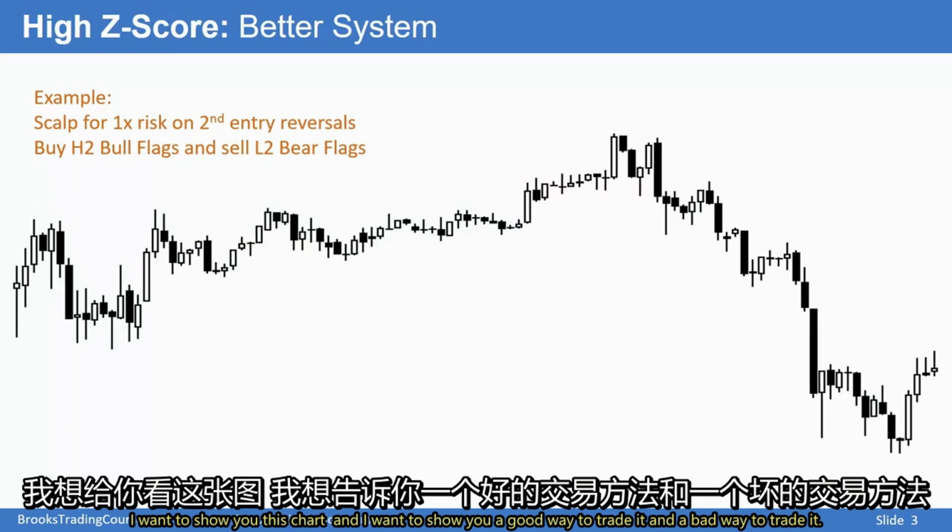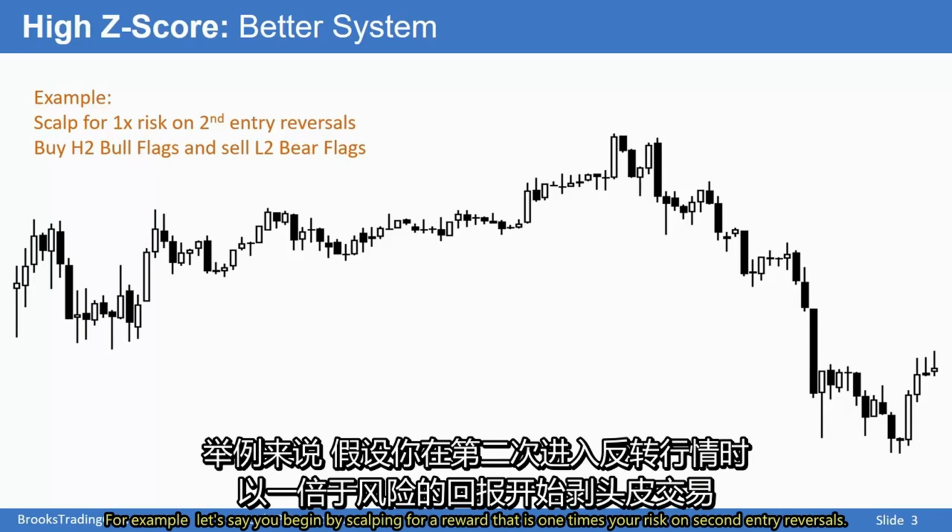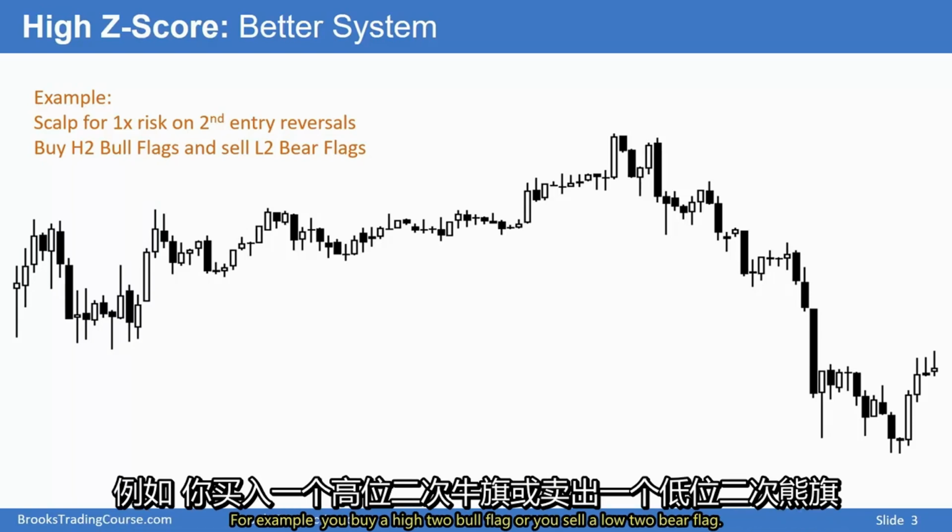I want to show you this chart, and I want to show you a good way to trade it and a bad way to trade it. For example, let's say you begin by scalping for a reward that is 1 times your risk on second entry reversals. For example, you buy a high 2 bull flag or you sell a low 2 bear flag.